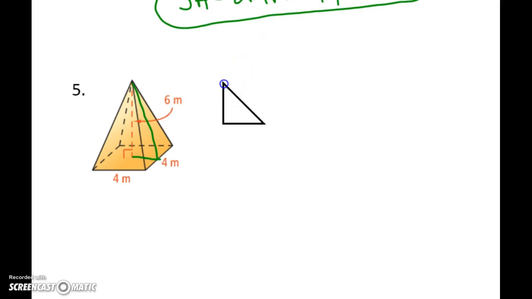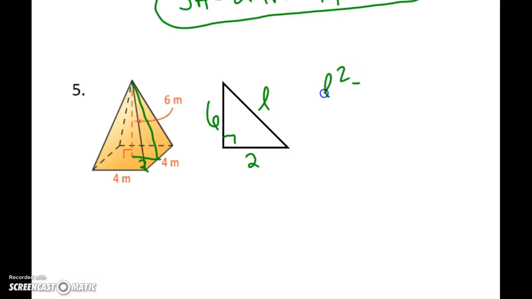Let's see. There we go. So here we've got a 90-degree angle. I know that the height is 6. Now be very careful because this bit right here is not 4, it's half of that, it's 2. And I'm looking for my slant height here, L.